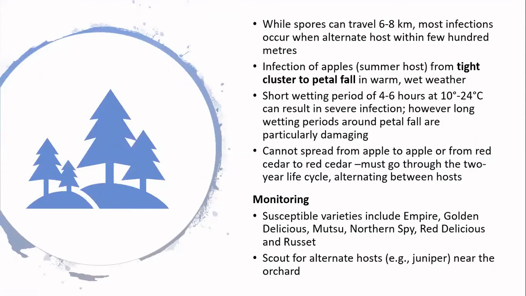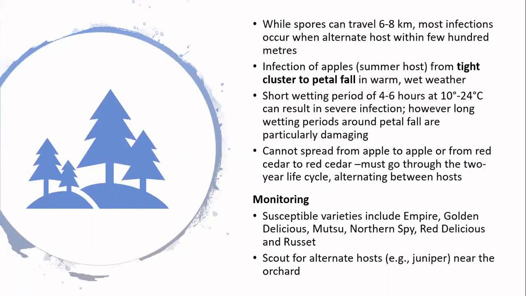And it's important to know that infection does not spread from apple to apple or from alternate host to alternate host. It needs to have the two in order to complete its cycle. So the infections that you see this year are coming from alternate hosts, and those spores need to infect that alternate host once more in order for the cycle to continue. So it's not going to be spread from one apple tree or fruit to another.